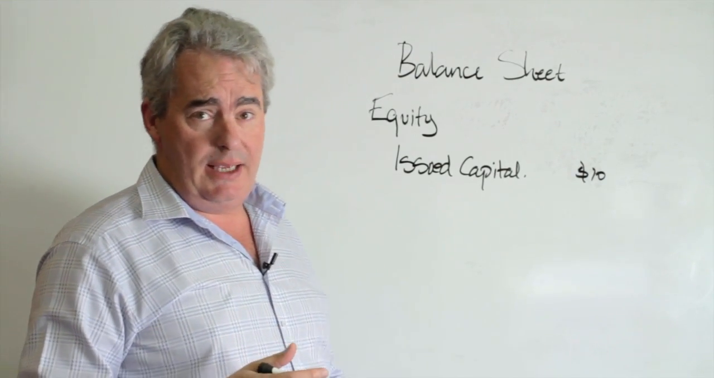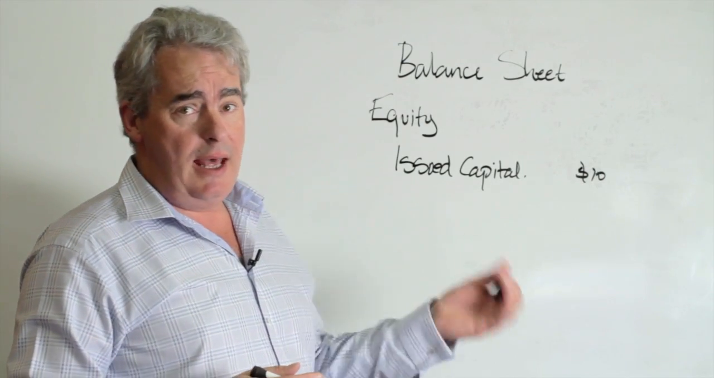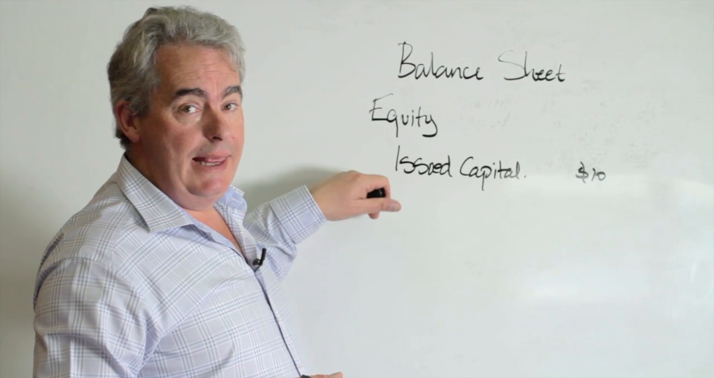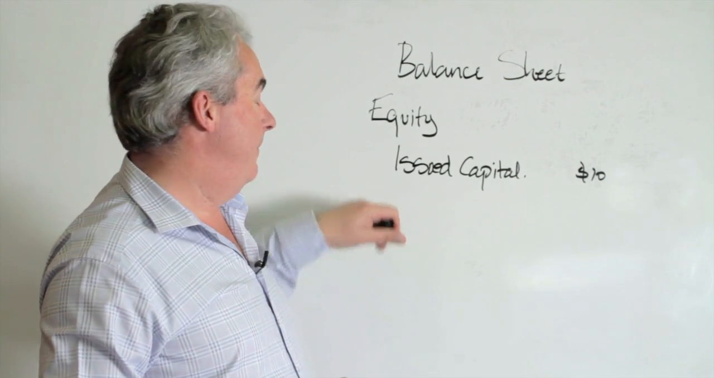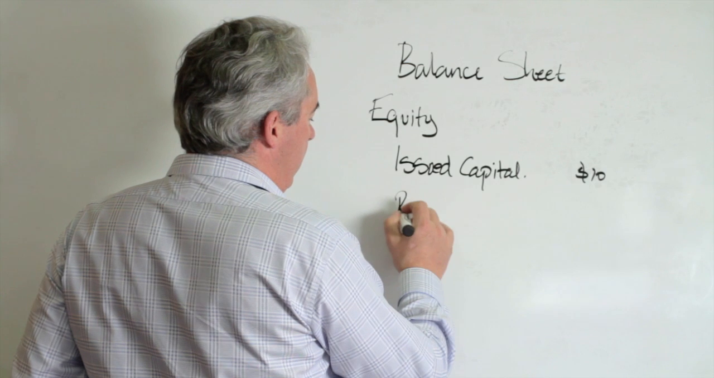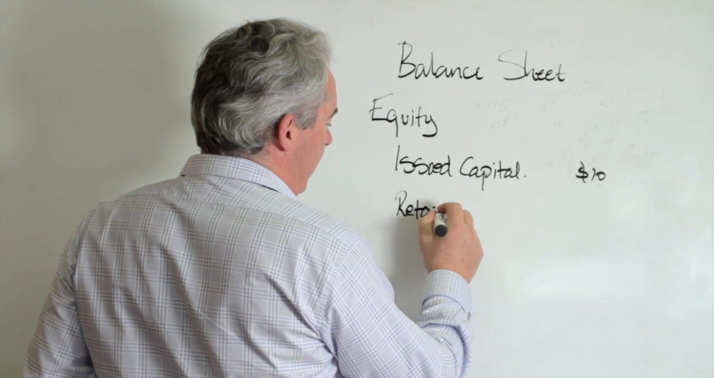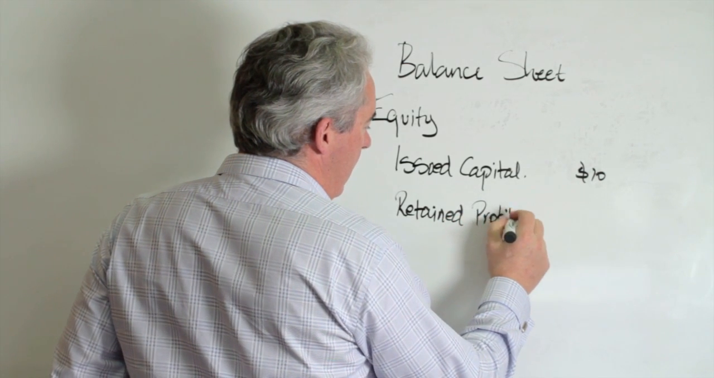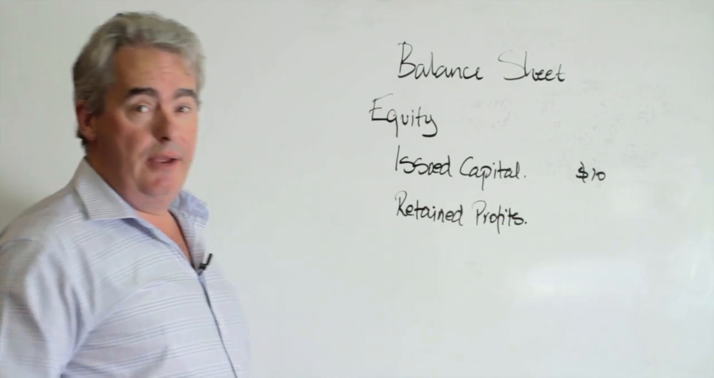You look at one of the big companies and they'll have an issued capital up to the billions. So that is the shares on issue at the price they were issued at. Next, you'll have a section called retained profits. Now, these are the profits that the business has built up over a number of years.